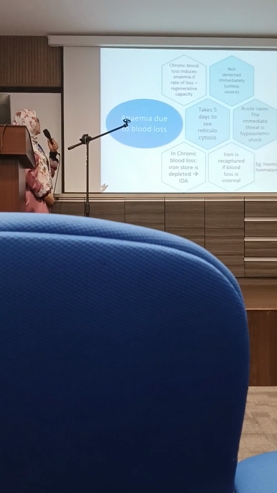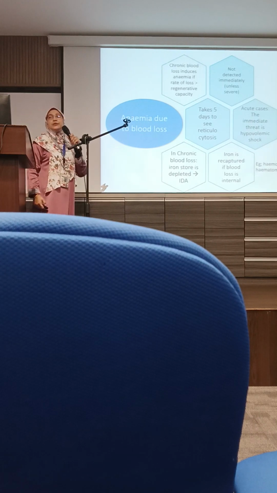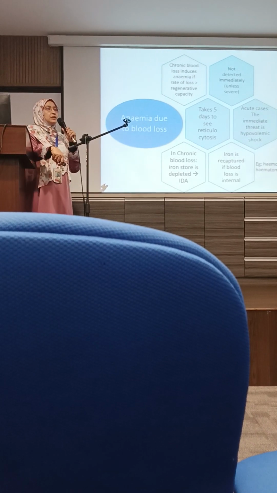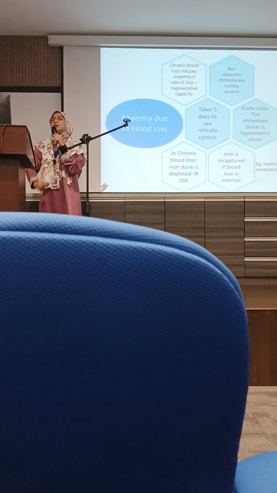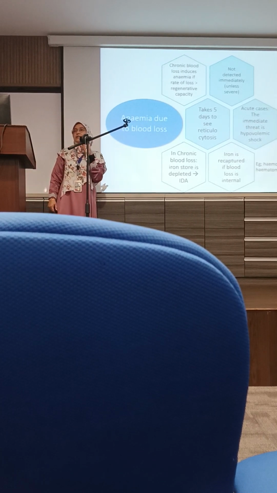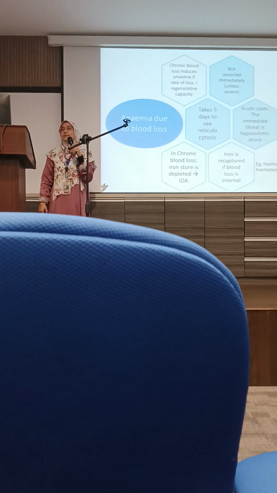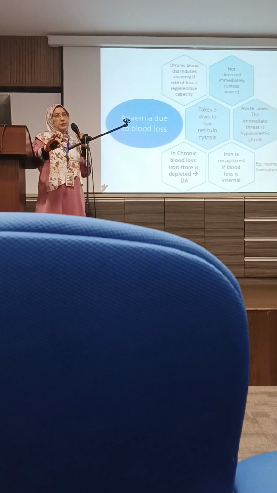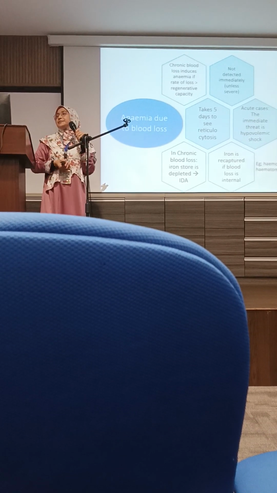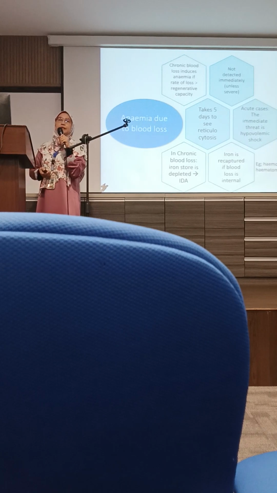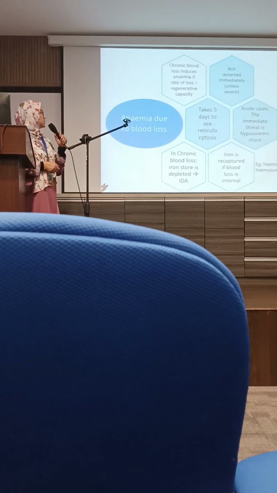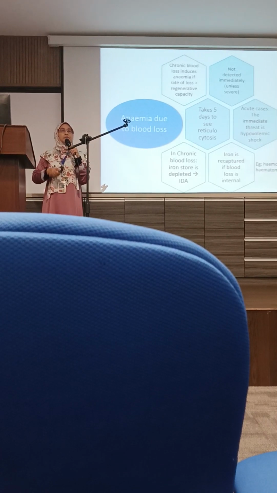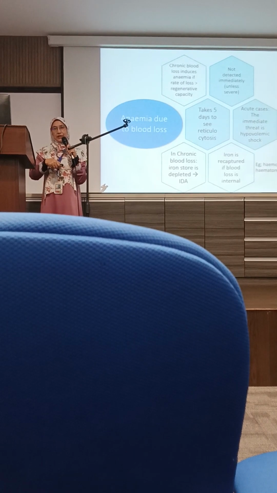Okay, now anemia due to blood loss. Chronic blood loss will induce anemia if the rate of loss is more than regenerative capacity, and it is usually not detected immediately unless it is very severe. And it takes about 5 days to see the reticulocytosis. It is not immediate: you bleed today, the reticulocytes do not increase today, because your body needs some time to react. And in acute blood loss, the immediate threat is hypovolemic shock. We are more worried about hypovolemic shock, but not the anemia. The patient can die because of the hypovolemic shock, but not because of the anemia.